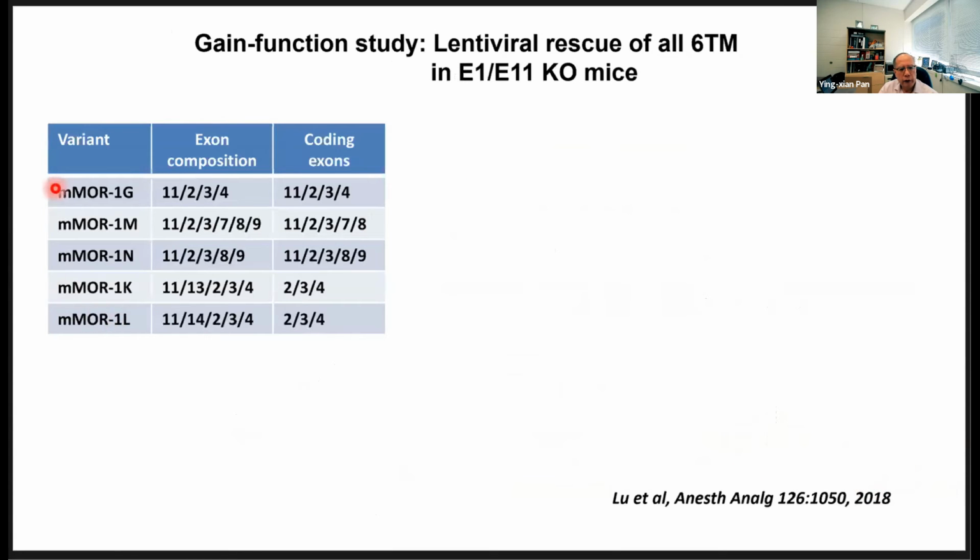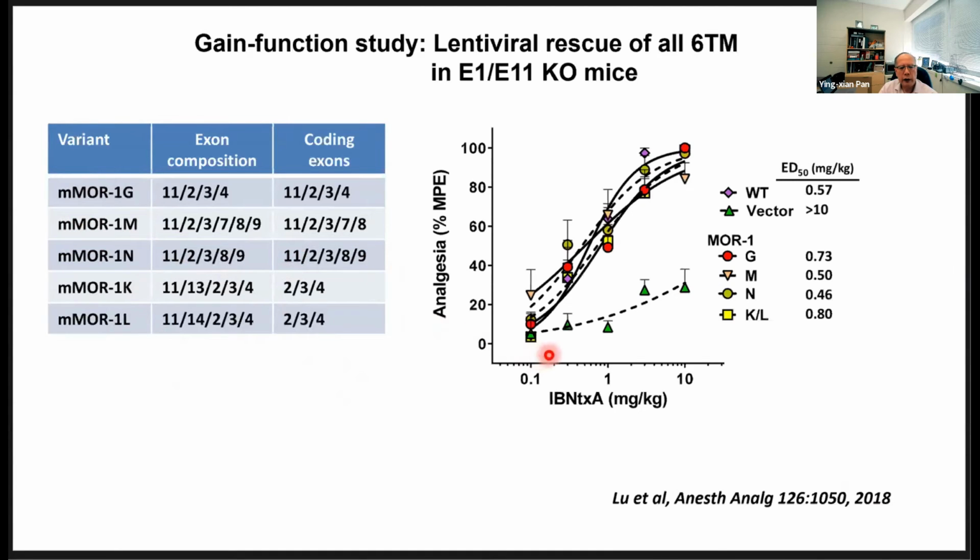In mouse, we have 5 6-TM variants. In addition to MR1G, we have M, N, K, L. So then we did a lentivirus rescue study for each individual 6-TM variant. This summary figure shows each individual variant can rescue IBNtxA analgesia. Here's the vector control. There are 5 different individual variants. So all those studies suggest the 6TM variants are essential for IBNtxA analgesia.